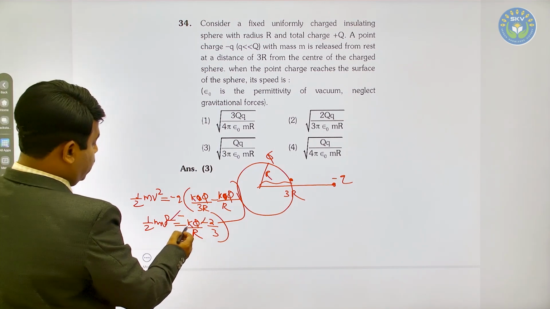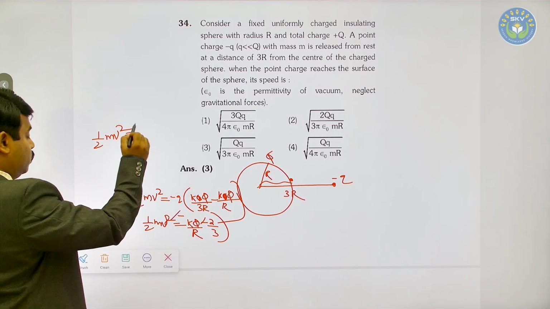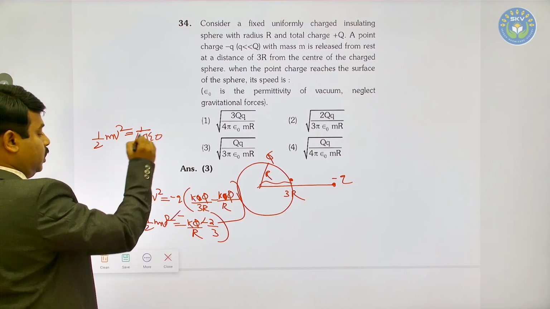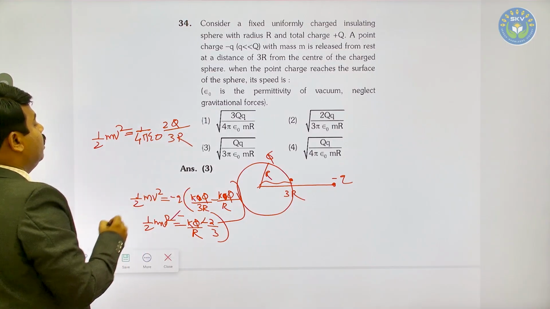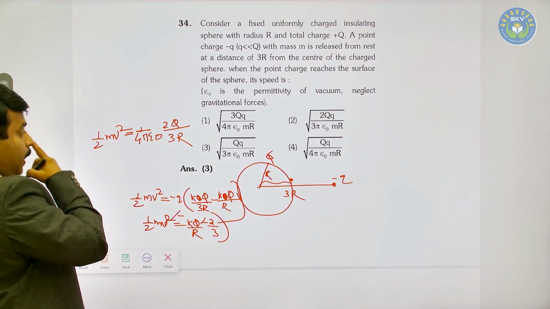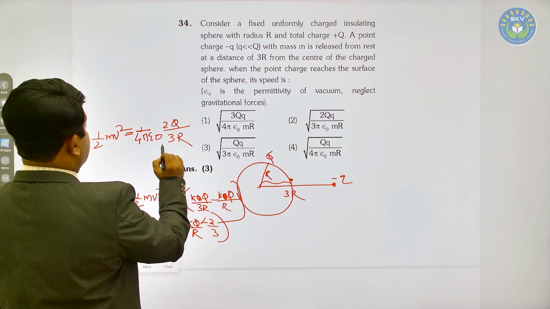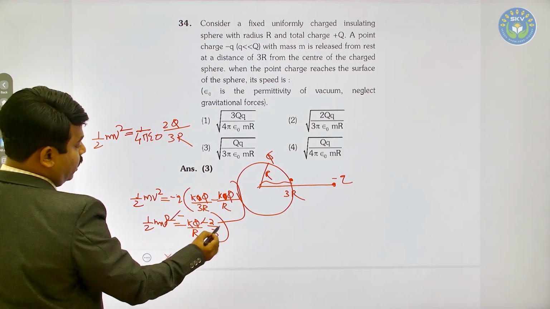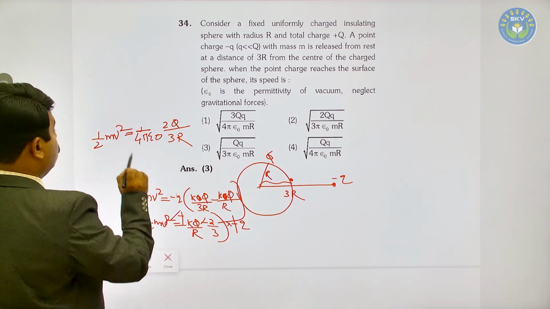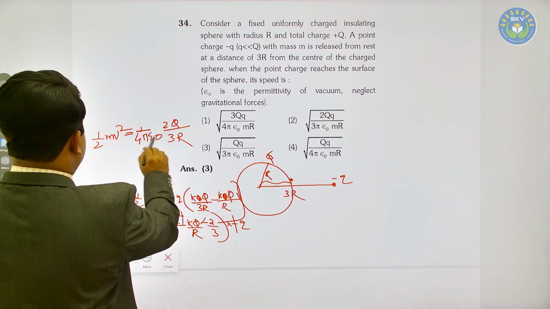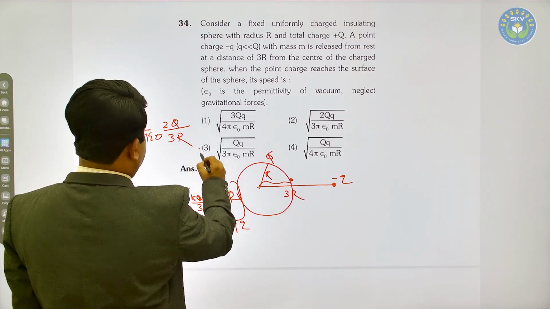Then this cancels. Then what is the answer? You can put k as 1 by 4πε0. Then half mv square is equal to 1 by 4πε0 into 2Q divided by 3R, right? Now this 2 cancels, then a 3 is pending, then Qq divided by, right, here outside one q is there, that minus and minus cancel. Then we can write Qq divided by 3πε0 mR. Then which is the option? Option 3 is correct, right?